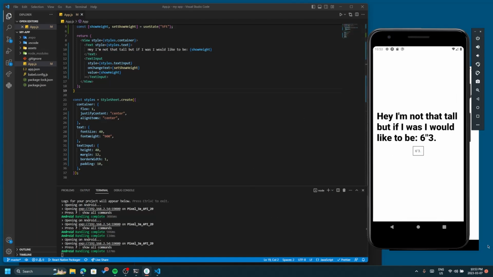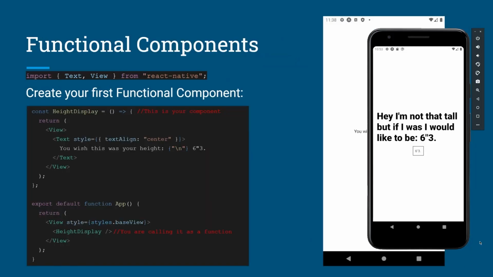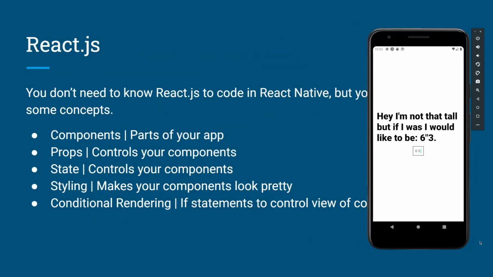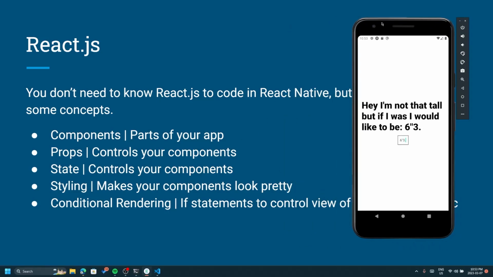We went through props, we went through components, we went through states, we went through styling, and we will eventually get to conditional rendering, which is pretty much the logic of how you want to show your components. If you're on iOS, if you're on Android, what do you want to show specifically for those devices?